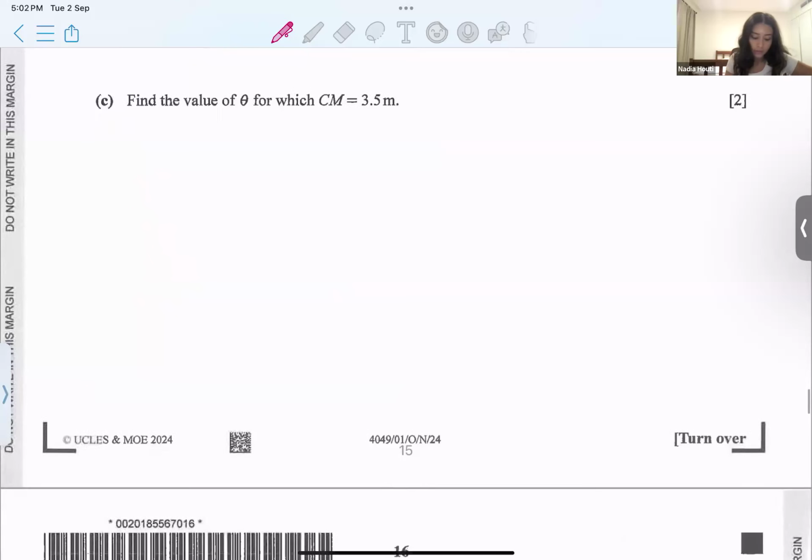All right, now for part C, find the value of theta for which CM is equal to 3.5. So that expression, where we applied the R formula, we're going to equate it to 3.5. And that's going to be the trigo equation that we solve. So this is equal to 3.5.